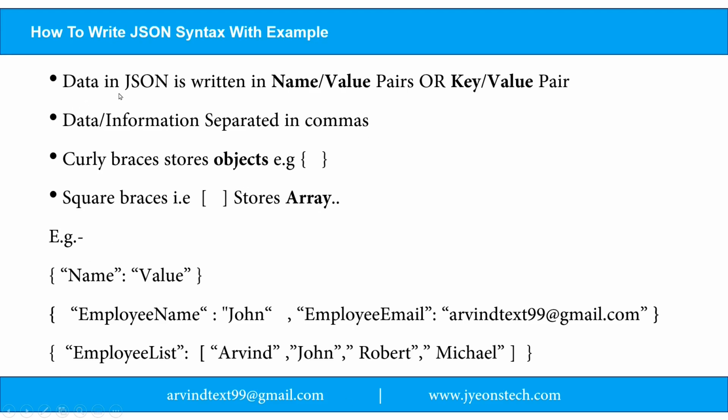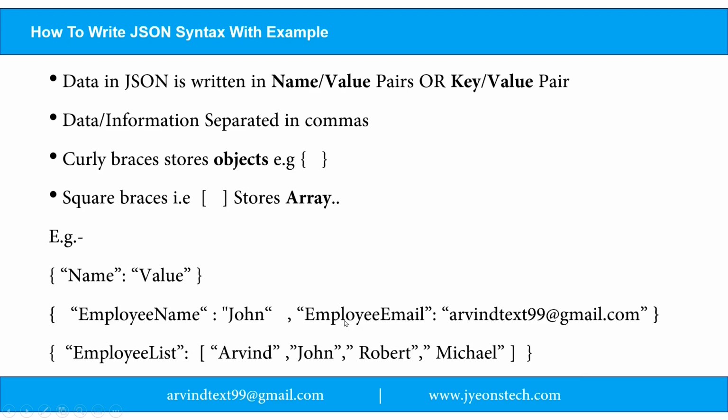So the first point is data in JSON is written in name value or key value pairs. So these are the braces. The left part is the key or name, and the right part is the value. This is the name and this is the value. This is the key and this is the value part. It is written in double quotes, and it is separated by a colon.